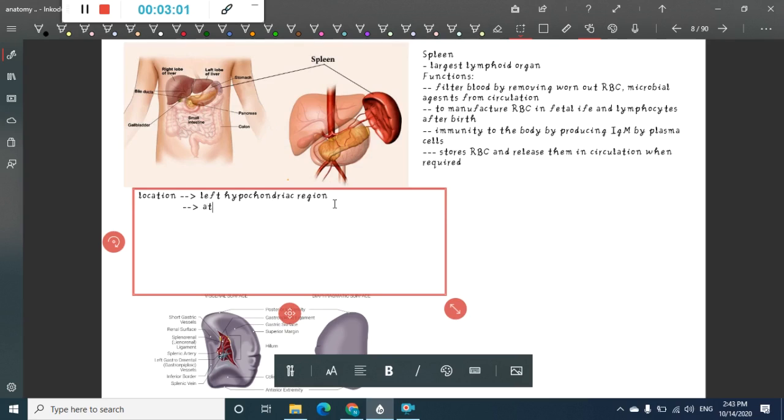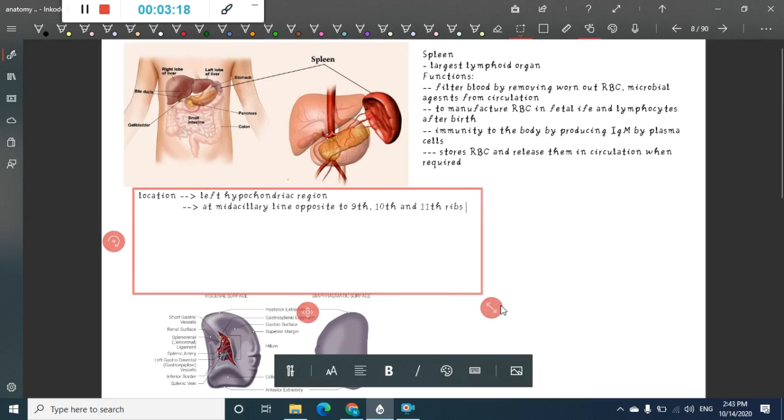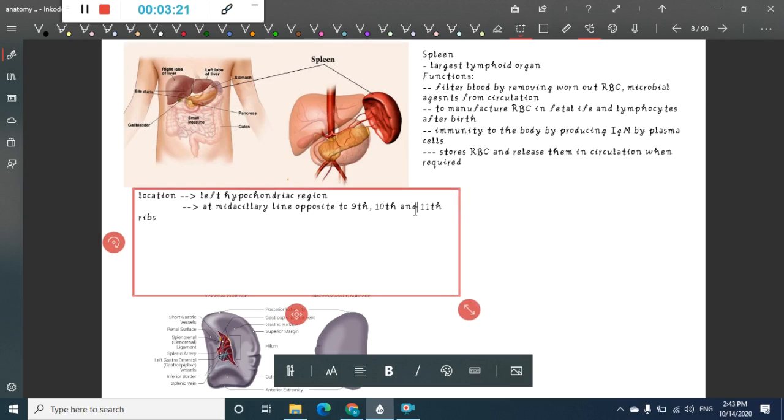It is located in the left hypochondrium at the mid axillary line, opposite to the 9th, 10th and 11th ribs. These are the places where we see the spleen. Then the long axis of the spleen corresponds to the 10th rib only.